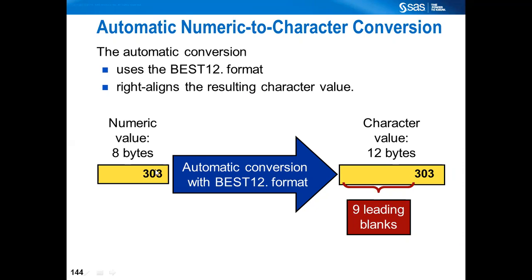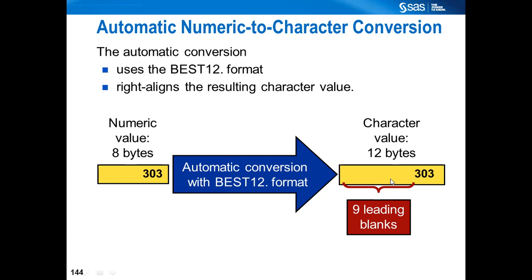Now because your numeric variable value earlier was numeric, it has three numbers. Now it has used automatic conversion, applies the BEST12. format. Its character value gets right aligned and it has 9 leading blanks left.